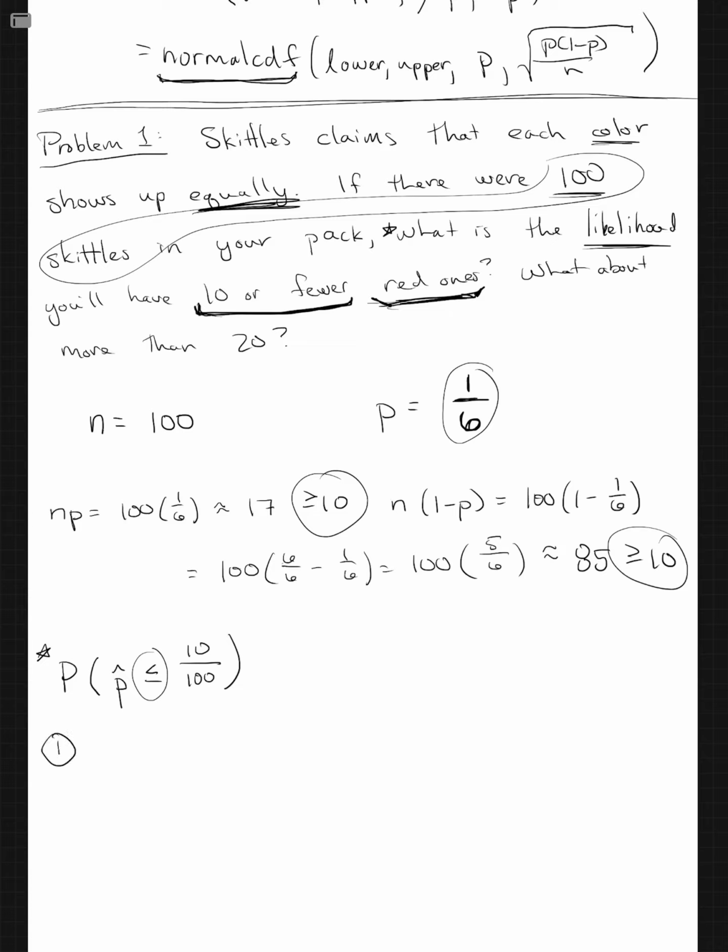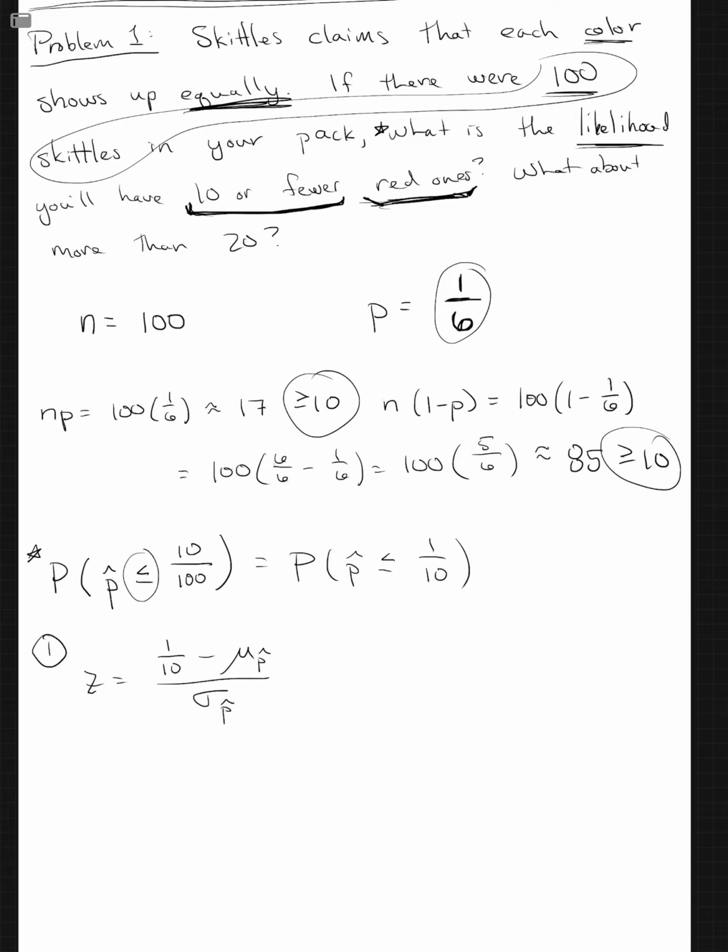So if we did option 1, that would be finding the standard score. Z is going to be, let me simplify this real quick before we plug things in, 1/10 minus mu p hat over sigma p hat. Whoops, I guess I need to find those. To find our z-score, we need to know these two things. Mu p hat is easy. It's always just p, so it's 1/6 in this case.